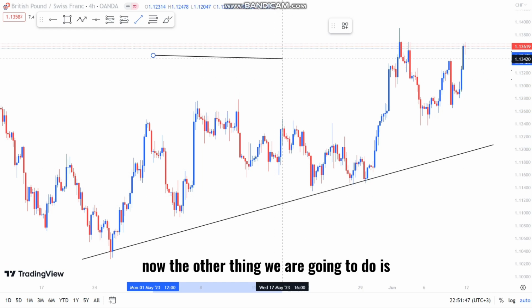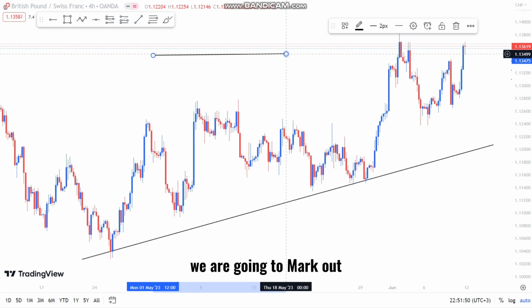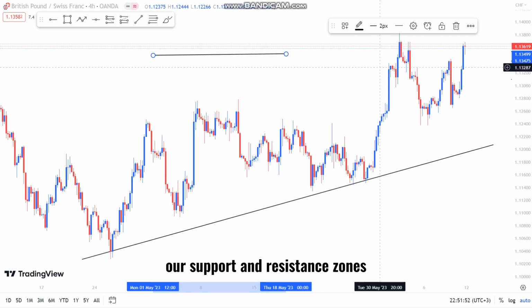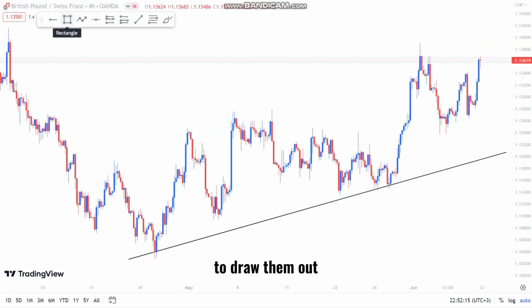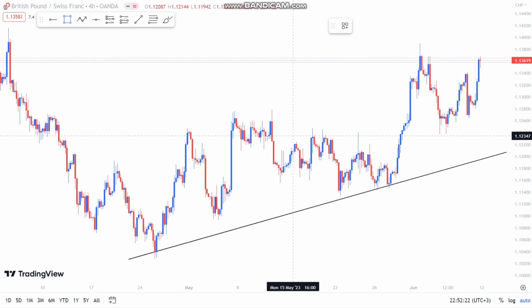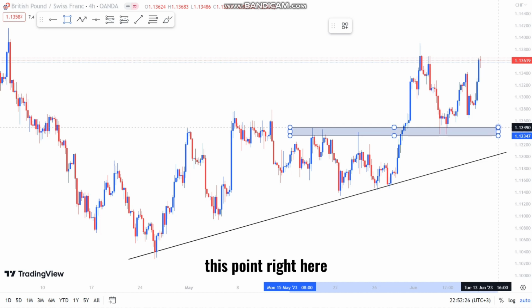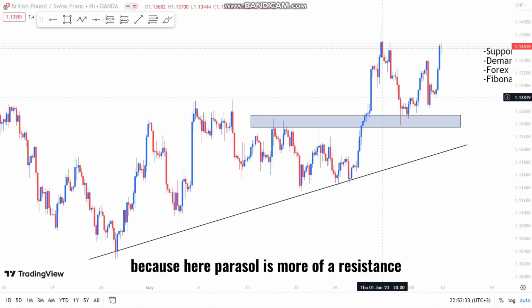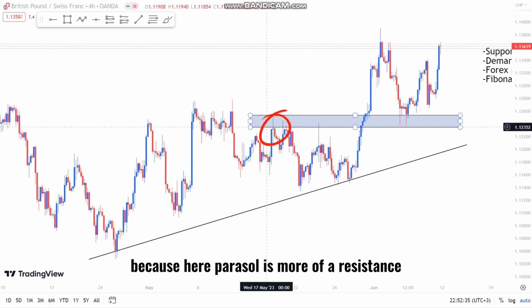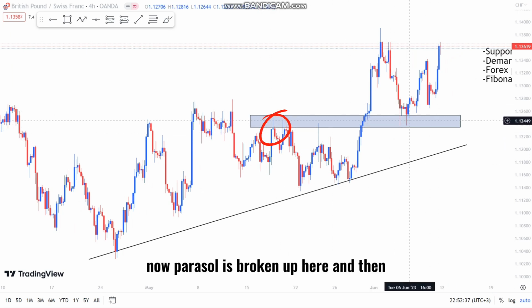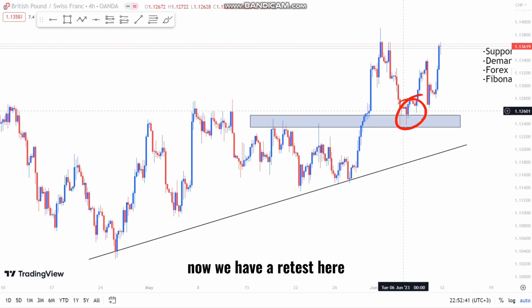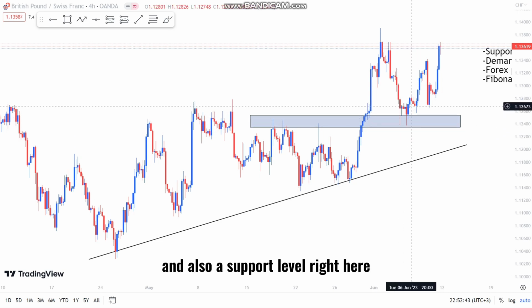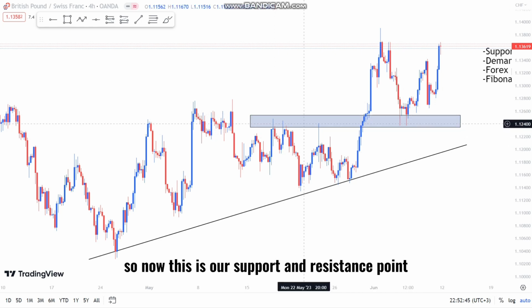It is valid. Now the other thing we are going to do is mark out our support and resistance zones, and we're going to use this box right here to draw them out like this. So this is the point that I'm considering, this point right here, as you can see, traders. The reason why I've considered this box right here is because here price was more of a resistance. Now price has broken up here, and then now we have a retest here and also a support level right here. So now this is our support and resistance point.